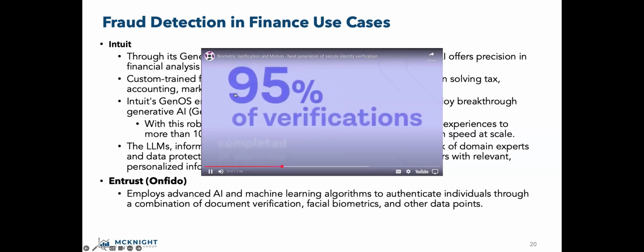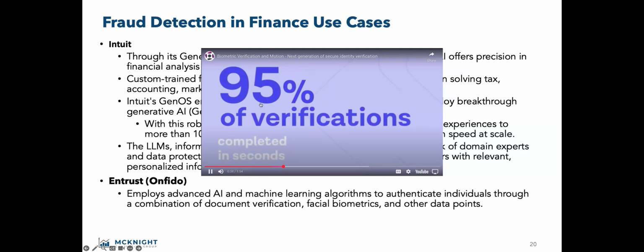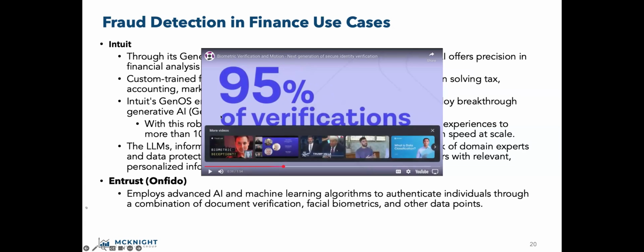Motion's 100% automation. We have seen it. Level 2 compliant liveness technology, protecting your business.